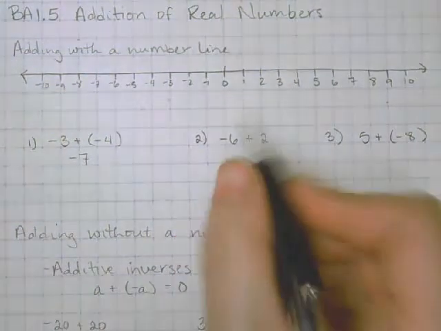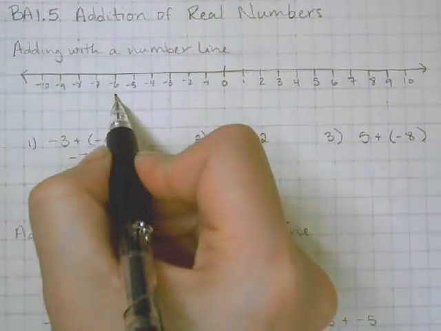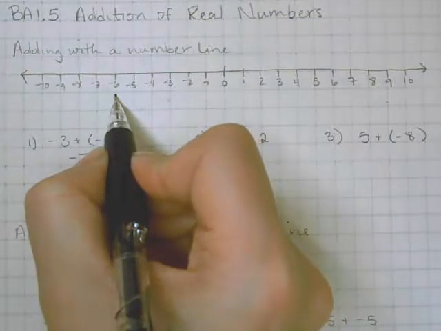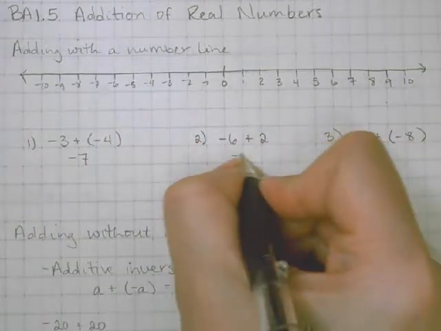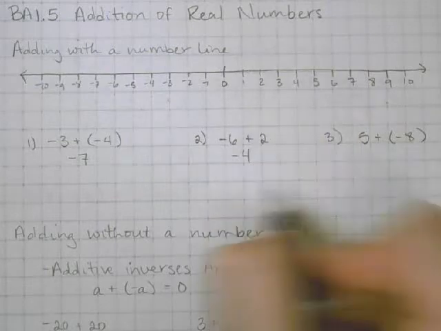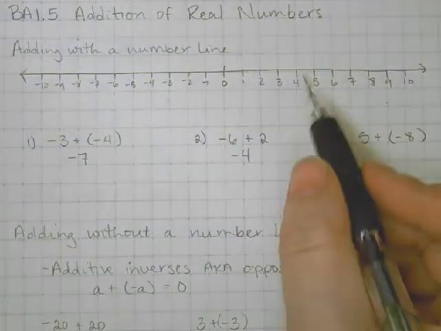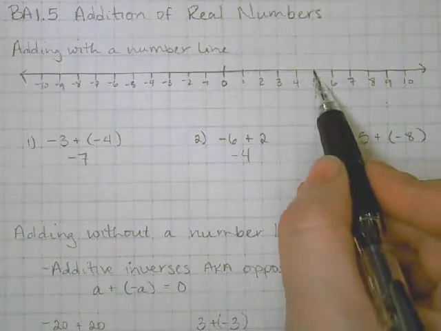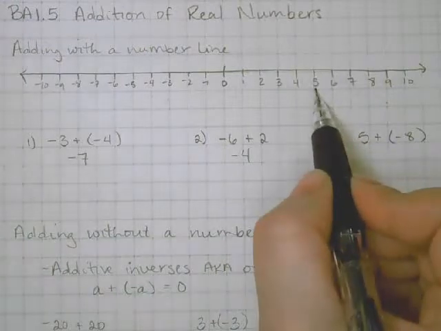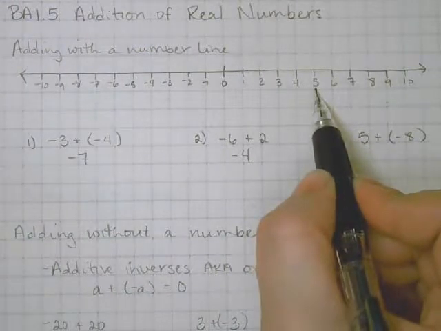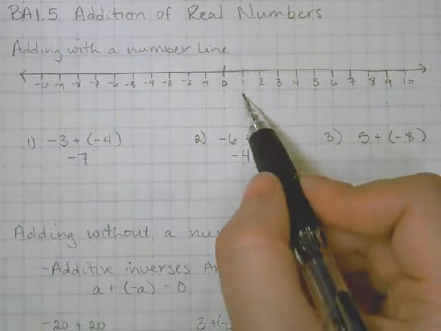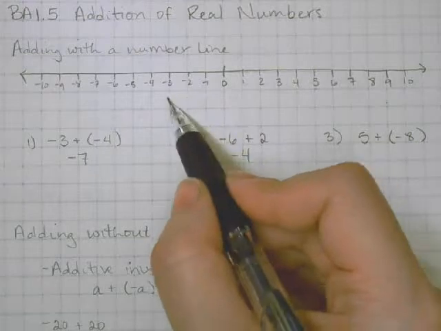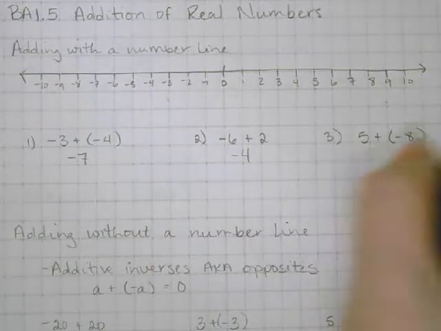So -6 plus 2, I start here at -6, and then I'm adding a positive 2, so I add 2 to the right, which puts me at -4. On number 3, I start at positive 5, and I am adding a -8, which means I'm moving to the left. So 1, 2, 3, 4, 5, 6, 7, 8. And that puts me at -3.